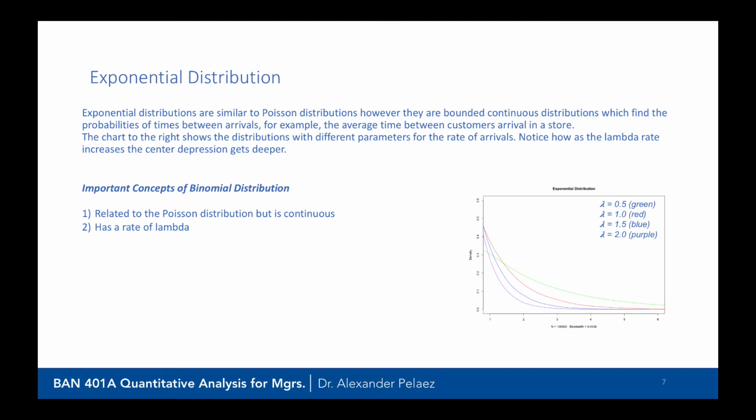Now, the chart to the right shows the distributions with different parameters for the rate of arrivals. Again, we'll use lambda for the rate. Notice how, as the lambda rate increases, the center depression begins to get deeper, it begins to bow inward. And that's one of the natures of this distribution. So it's related to the Poisson distribution, but it is continuous, and it has a rate which is denoted by lambda. There's also one interesting aspect of this, and that is that the rate is actually going to be 1 over the mean, or 1 over the average, which we'll see in the slides when we deal with the exponential distribution.